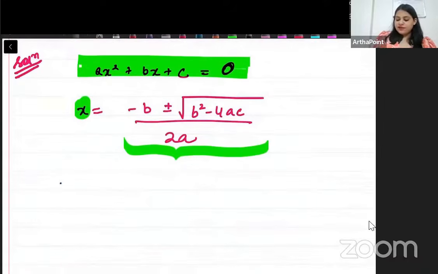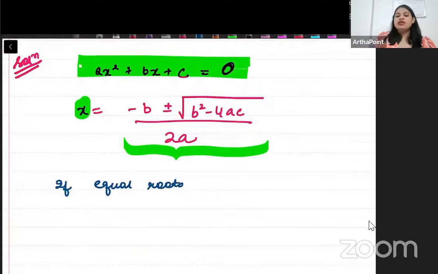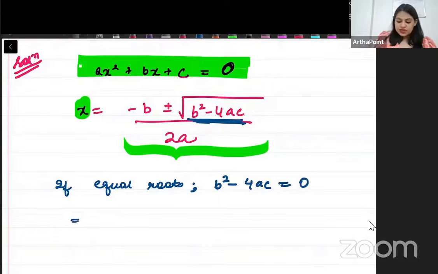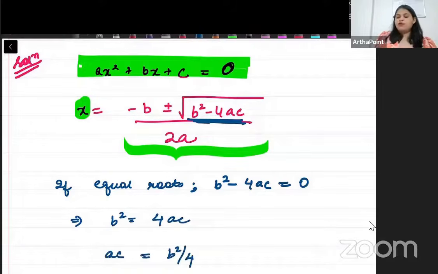Now, if I have equal roots, the same root, if there is only one value of x, that means that this part here should be zero. So b square minus 4ac should be zero. Only then I can have same roots. This means, beta, that if I solve for this, I will get b square is equal to 4ac. So ac will be b square by 4.